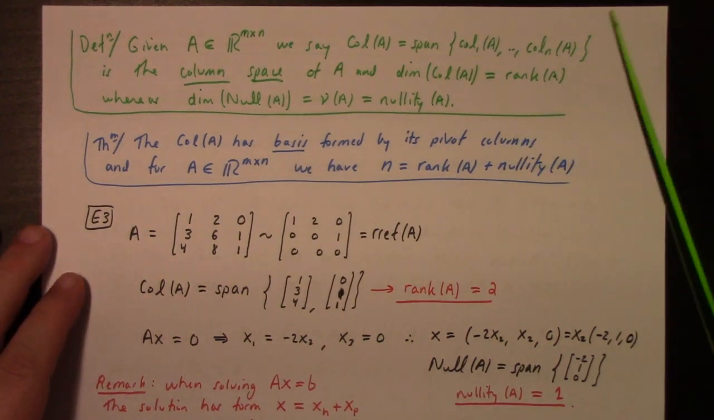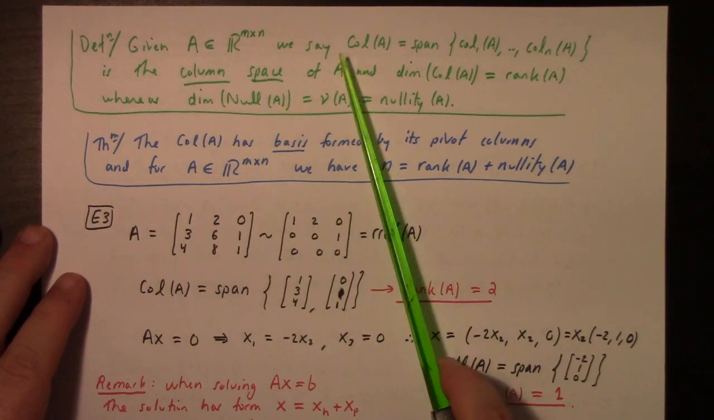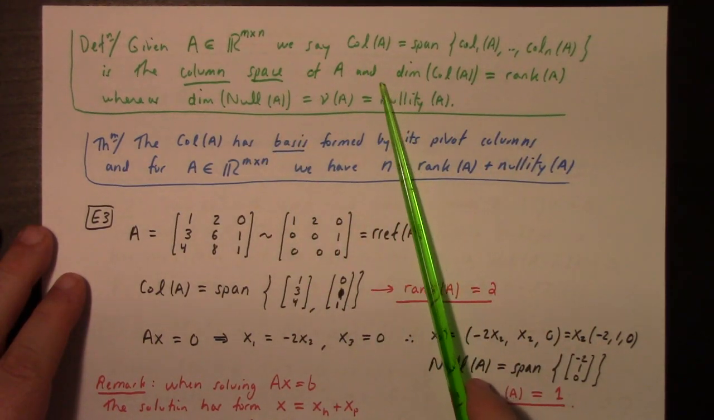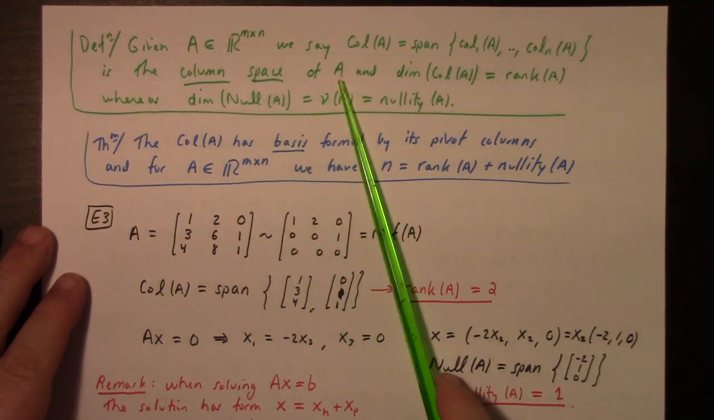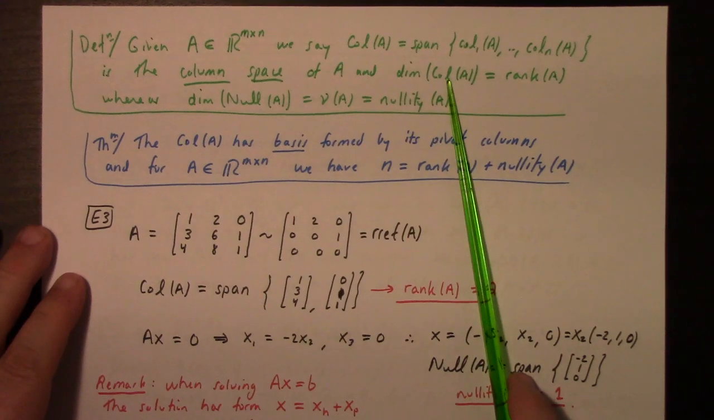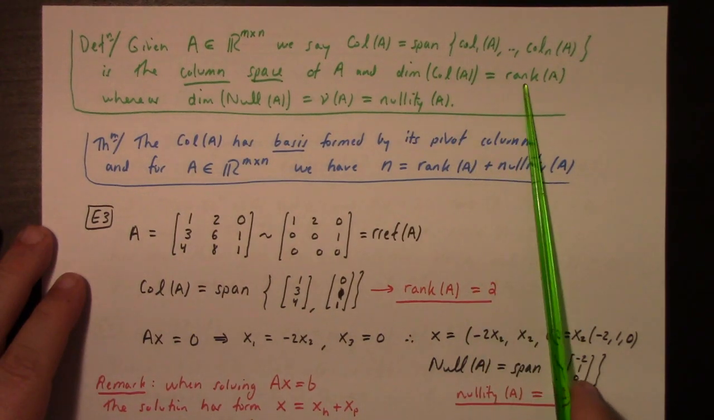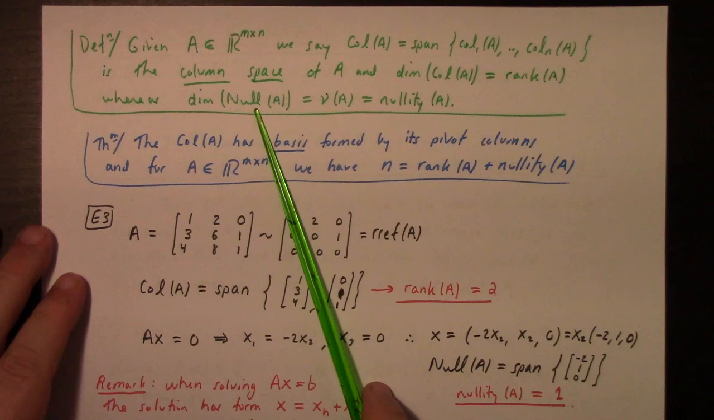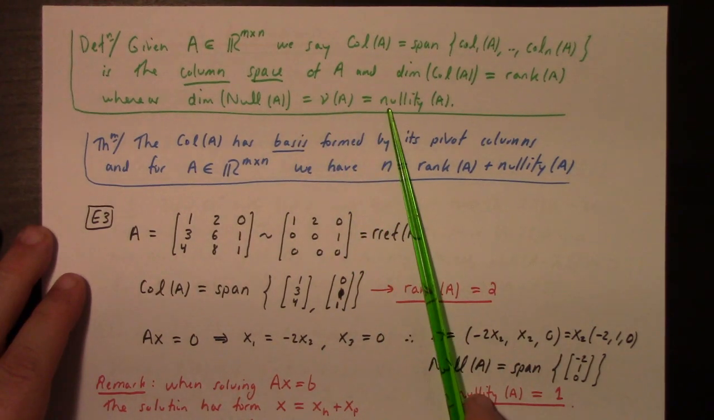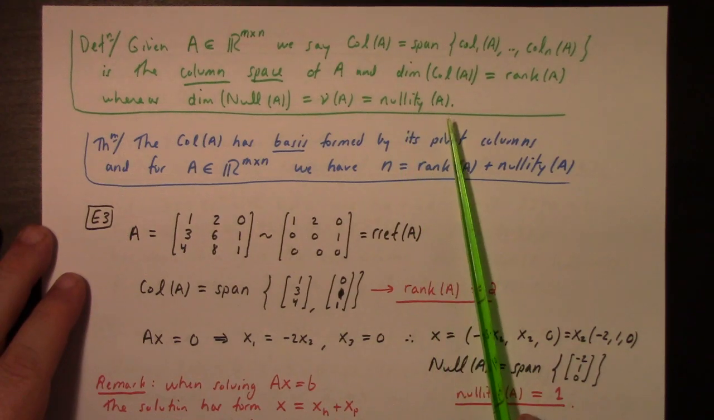So here's another definition for us. Column space is the span of the columns. The column space of A, that's called the column space of A. And the dimension of the column space, which is, by the way, the number of vectors in a basis for the column space, that's called the rank of A. And the dimension of the null space, incidentally, is nu A, which means the nullity of A.